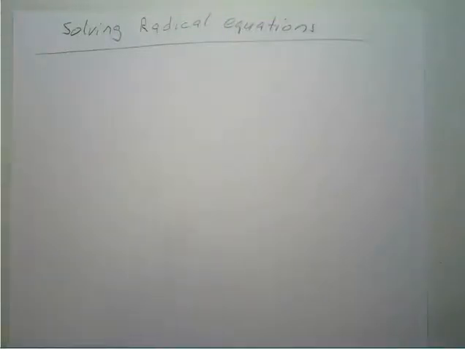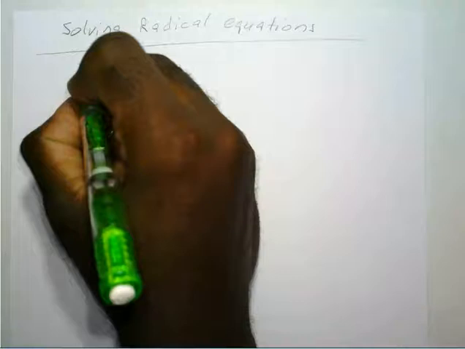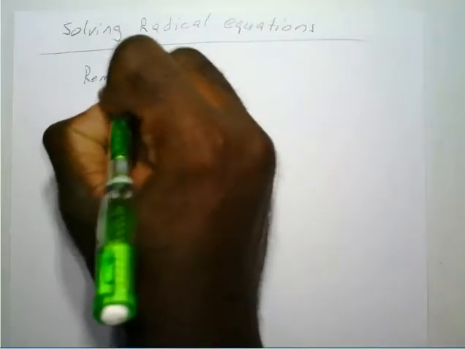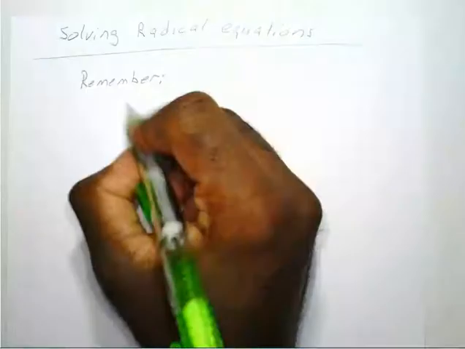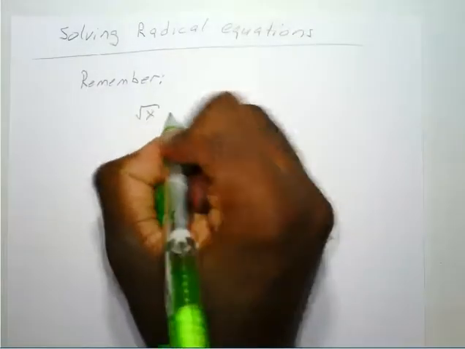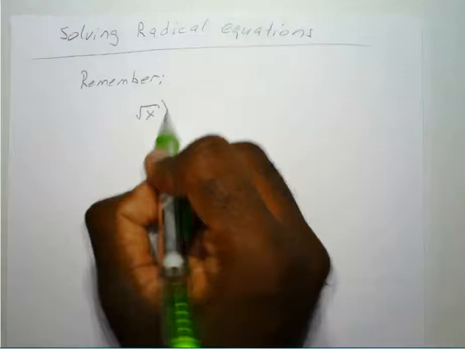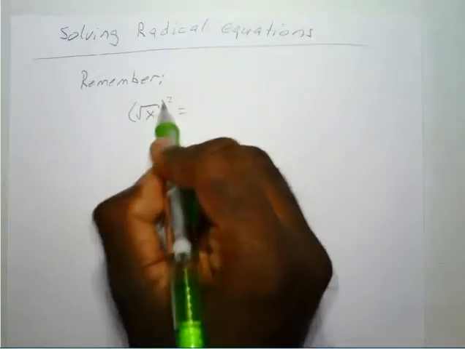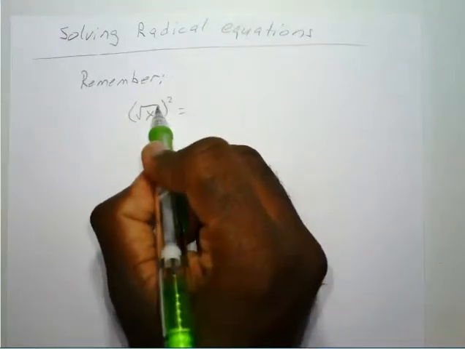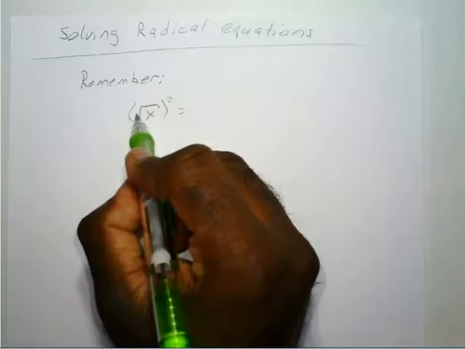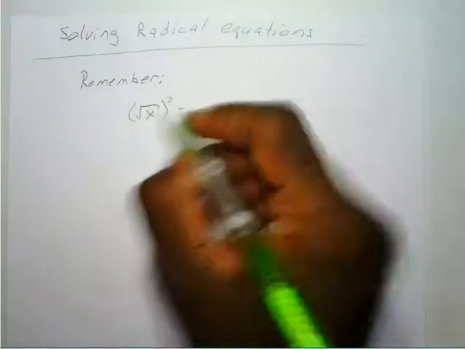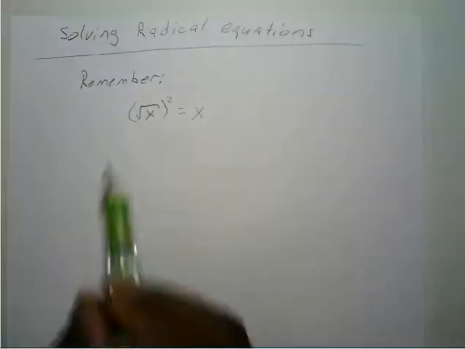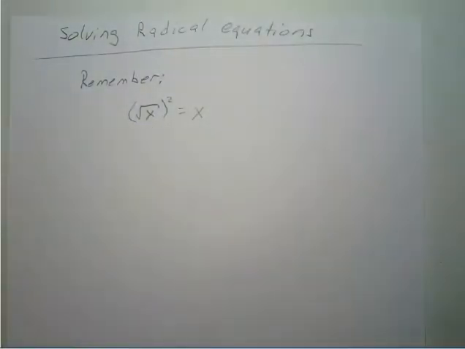Hello everyone. In this video we will be looking at how to solve radical equations. First off, I want you to remember that if you have the square root of x and you square a square root, the exponent and the index, which in this case, when there's no index written, is a 2, cancel each other out and you end up with whatever your radicand is. In this case, it's x.